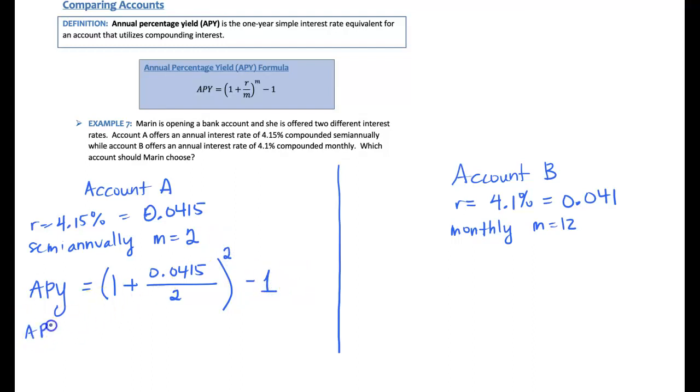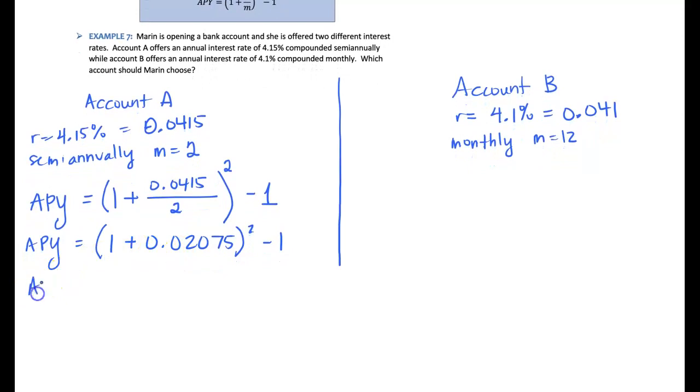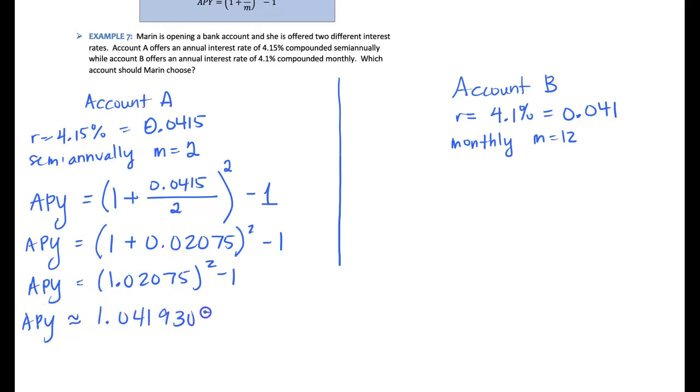So let's calculate our annual percentage yield. So we have 1 plus, and whenever we calculate and get our decimal, we get 0.02075 to the second power minus 1. I'm going to keep going with account A, adding the 1. We get 1.02075 to the second power minus 1. Calculating the exponent, we get approximately 1.041930563 minus 1.